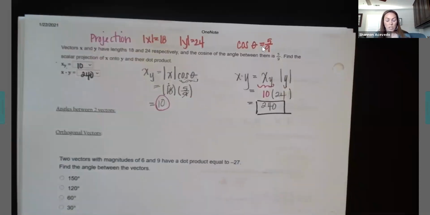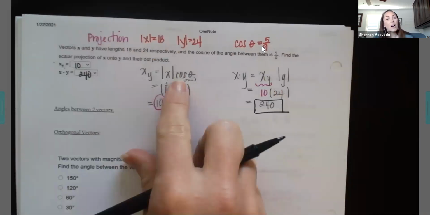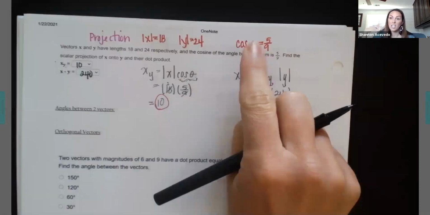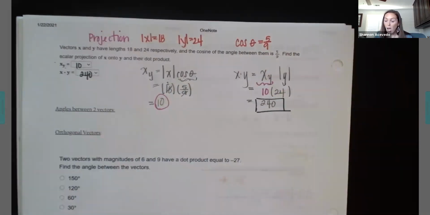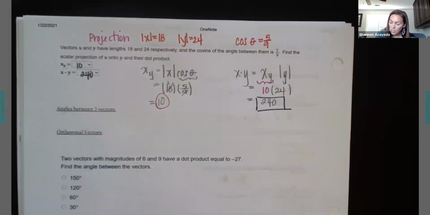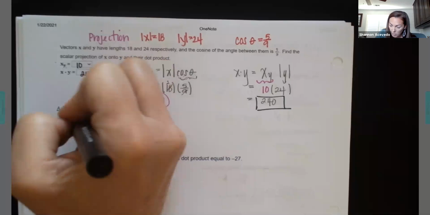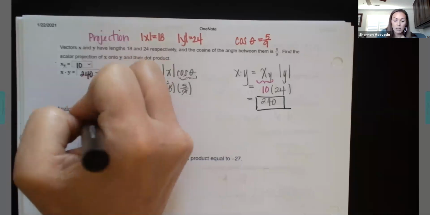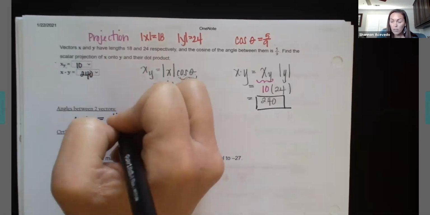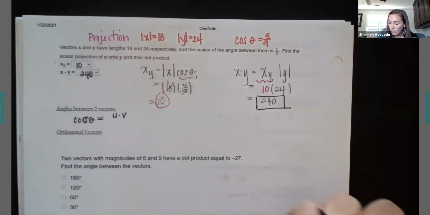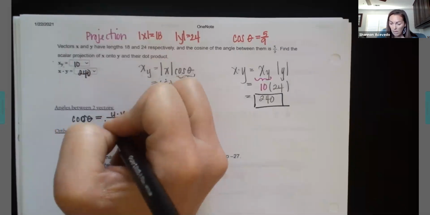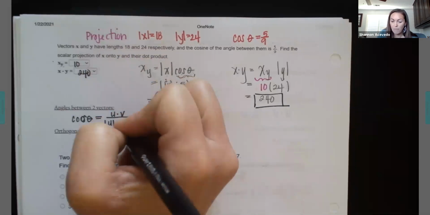More information. What if they didn't tell me what cosine of theta was? In this case, it was really nice because I knew what cosine theta was. They told me. I can find the angle between the two vectors. So this is another extra piece. I know that cosine of theta is equal to the dot product of u times v all over the magnitude of u times the magnitude of v.